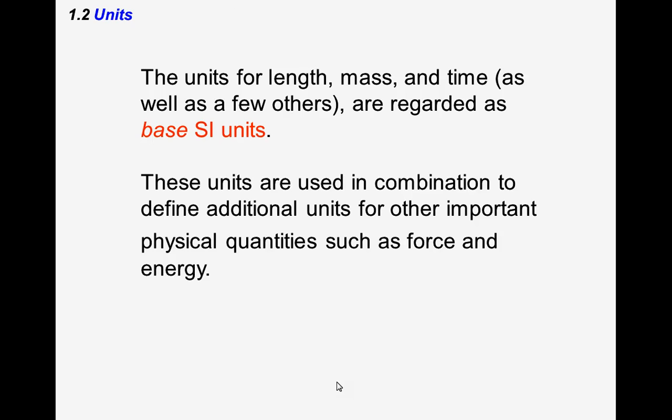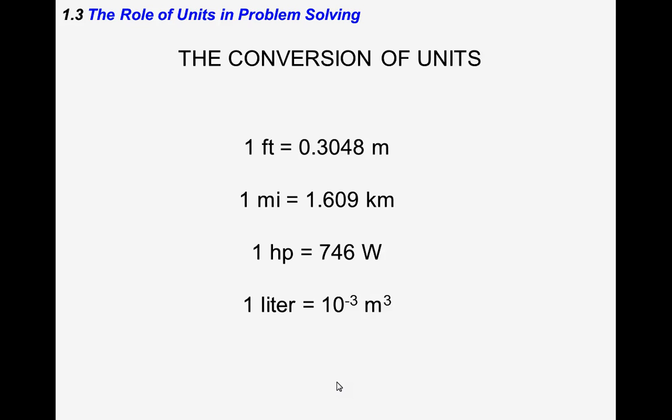All right, so the units for length, mass, and time, as well as a few others, are regarded as base SI units, and we use those in combination to come up with other physical quantities such as force and energy. Sometimes we'll have to convert units.